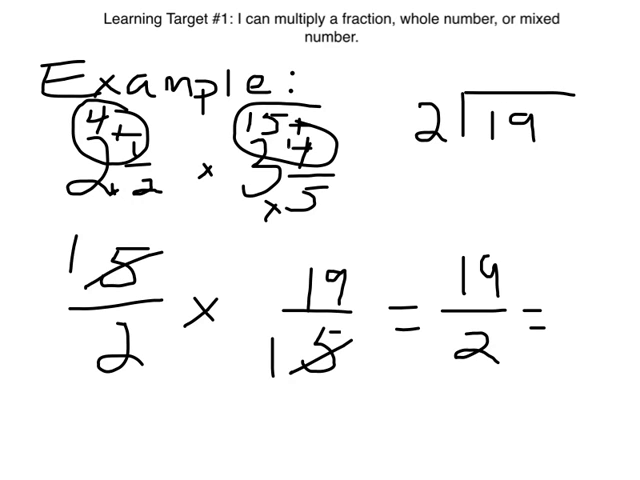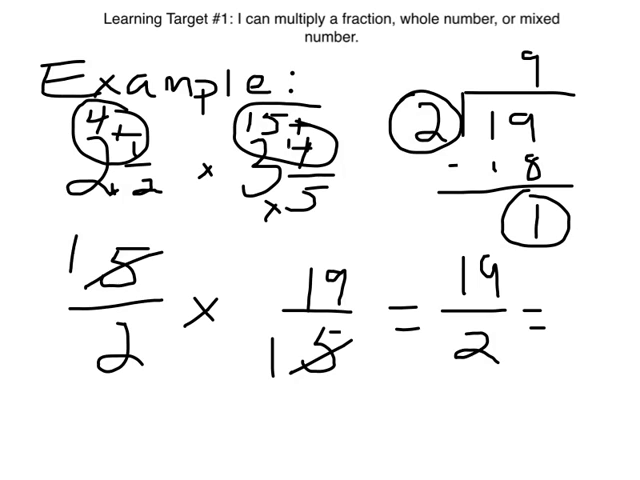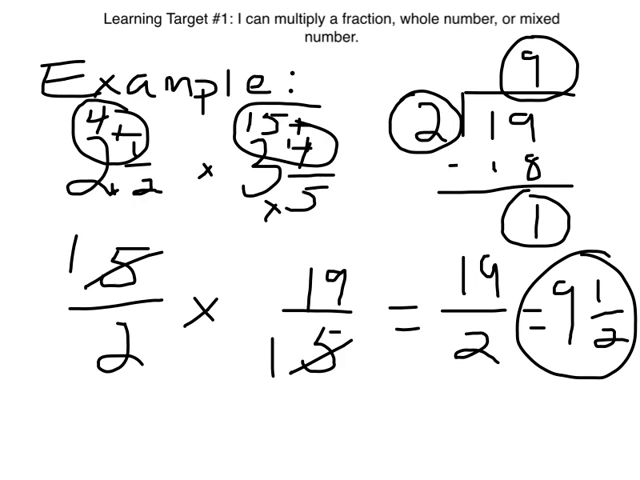2 goes into 19, let's see, 9 times, which is 18. We subtract and we get 1. Our remainder becomes our numerator and our answer. Our divisor becomes our denominator. So we have 9 wholes and a half. So 9 and 1/2 as our answer. So students need to be able to do this on their tests.